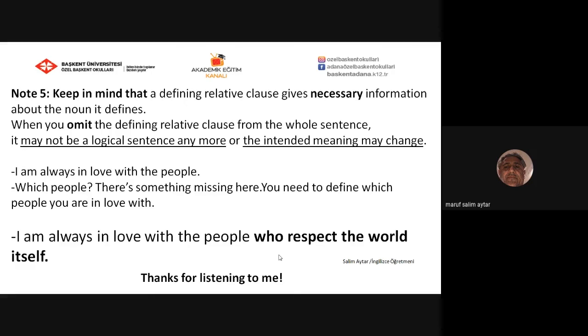So, I'm always in love with the people. You can't just finish the sentence like this. I would always ask you, with which people are you always in love? If you say this, which people? I will ask you. There is something missing here, because you need to define which people you are in love with. So, I'm always in love with the people who respect the world itself.